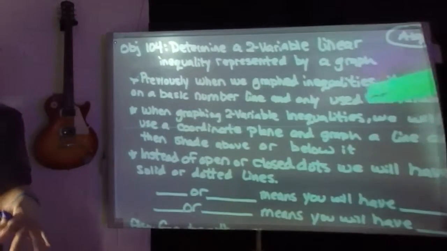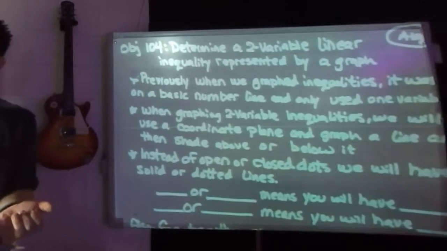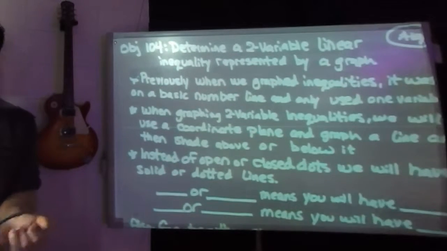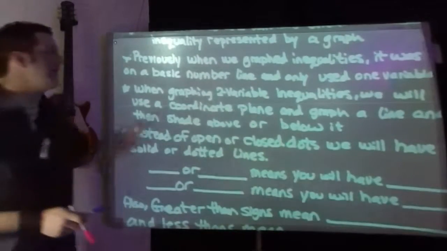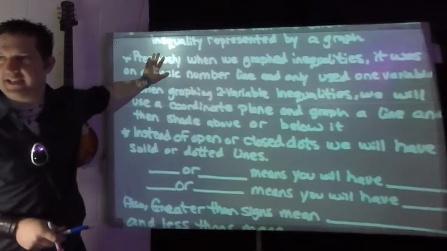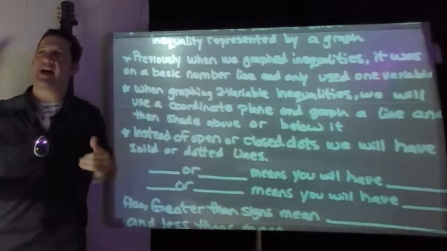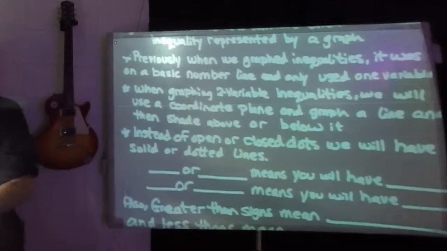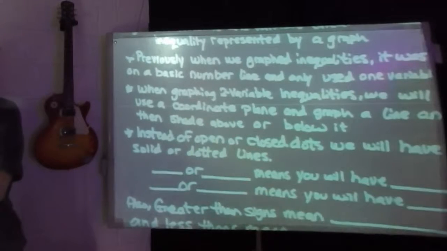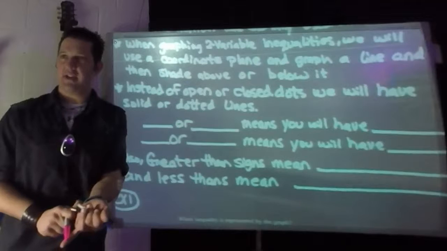104. You've been doing 102 and 103, and you should be really good at understanding these: y is less than mx plus b or y is greater than mx plus b graphs. Previously, way back in first semester, we did inequalities on a number line, and we put dots, either solid or open, and arrows. When we have y is less than mx plus b or y is greater than mx plus b, we're going to have lines and shades.